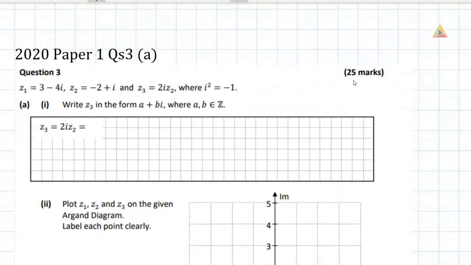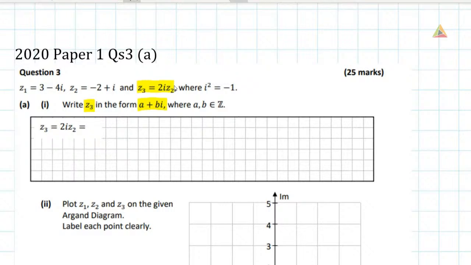And it's similar in question 2020, paper 1, question 3, part A. So this says Z1 is equal to 3 minus 4i, Z2 is equal to minus 2 plus i, and Z3 is equal to 2i Z2, where i squared is equal to minus 1. Okay, so in this case here, the first thing that it asks me to do is write Z3 in the form of a plus bi. So it's asking me to write Z3 as a complex number. And it's given me the information that Z3 is equal to 2i times Z2.